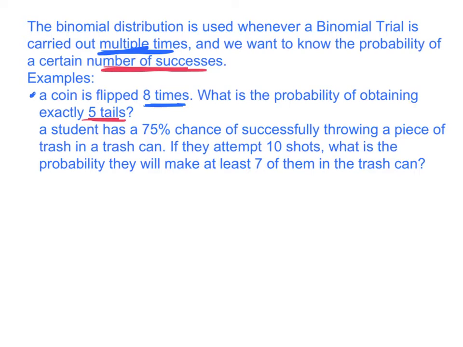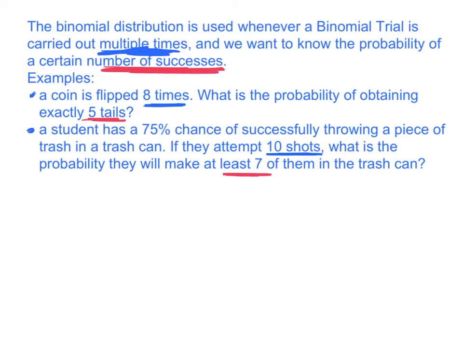Okay. For this next example here, if a student has a 75% chance of successfully throwing a piece of trash in a trash can, so there's your binomial trial. When you throw the piece of trash, it either lands in the trash can or it doesn't. Right? So first of all, the event is carried out multiple times. They attempt 10 shots. What is the probability they will make at least 7 of them? That's your desired number of successes.